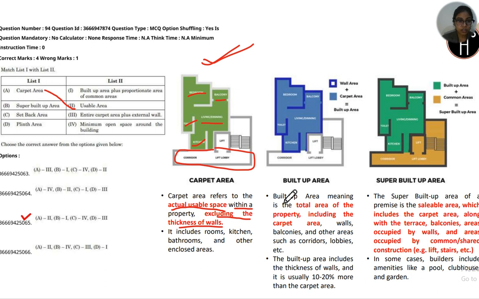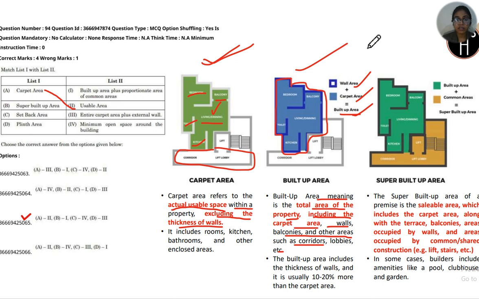Next you have your built up area. So the built up area is your wall area plus your carpet area. See, earlier we were seeing only this green. Now we are considering this green part plus this thickness of the wall. So this complete area makes our built up area. Built up area means the total area of the property including the carpet area, wall, balconies and other areas such as corridor, lobbies, etc. Fine. So this was your built up area.